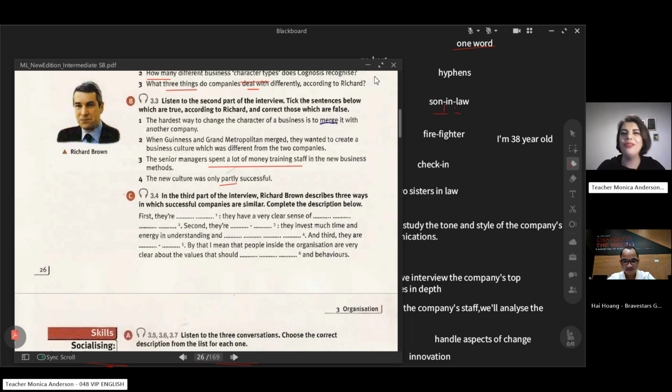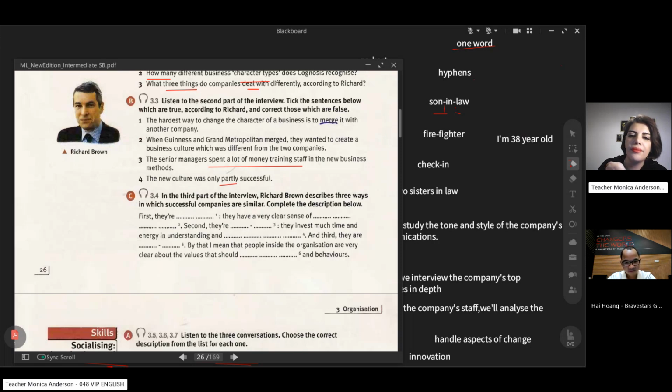Recording 3.4. Are some types of business organisation always more successful than others? Well, our research suggests that there are 16 different types of organisational character or culture, and no single type is consistently associated with business success or market leadership. Having said that, we do find that particularly successful companies tend to be similar in 3 ways. First, they're future-oriented. They have a very clear sense of where they're headed.